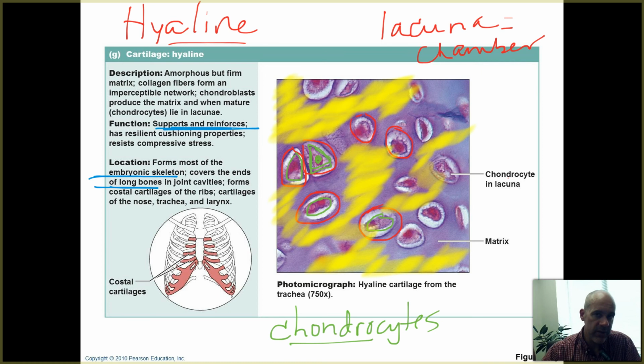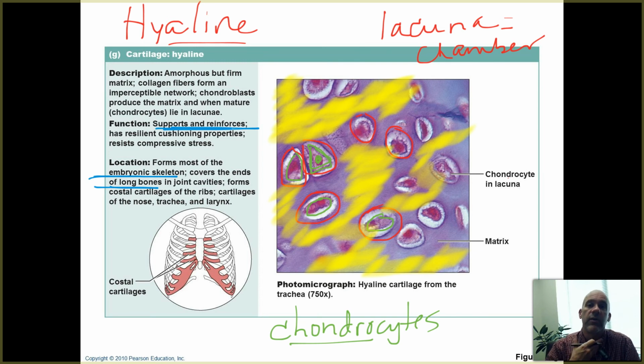Your rib cartilages are built from hyaline cartilage. Most of your nose is also built from hyaline cartilage, except for up here at the bridge. You've got bone there, but most of this is hyaline cartilage.